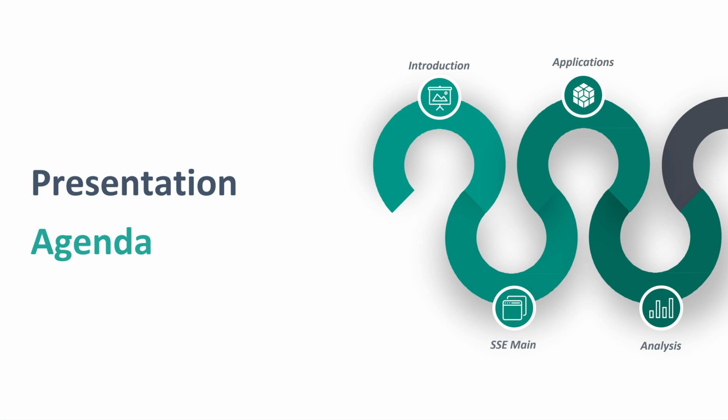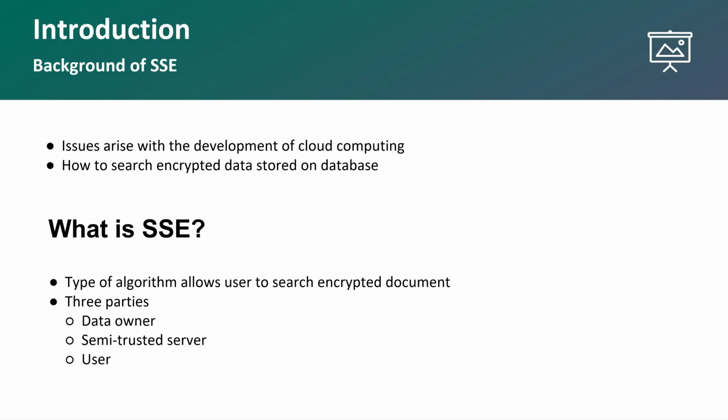direction of SSE. With the development of cloud computing, encrypted data stored on databases have become more common. That raises the issue of how to search encrypted data fast and securely without sharing important information with the server. SSE provides a solution to this issue. SSE is a type of algorithm that allows users to search documents by keyword while the documents are encrypted. This is implemented through a trapdoor function that allows searching.